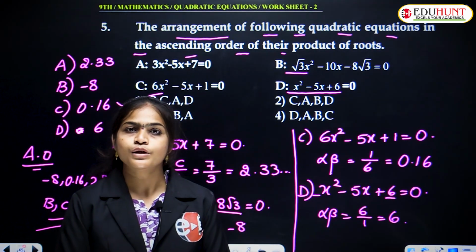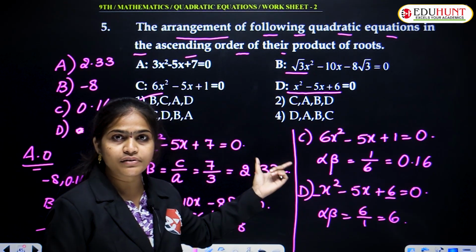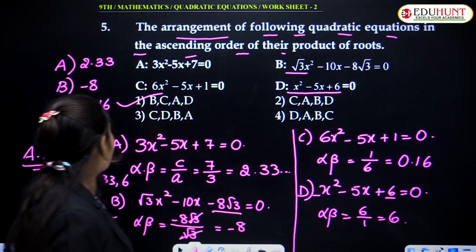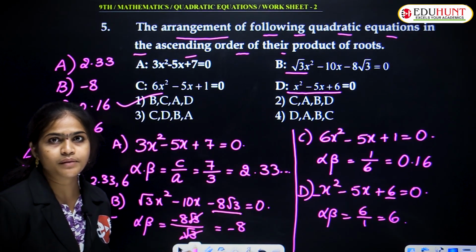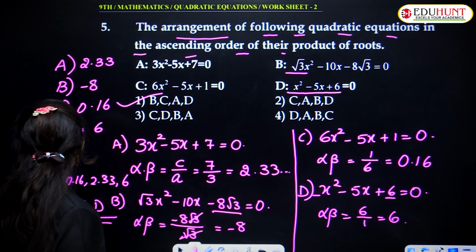Am I clear, children? So in that question we need to find the product of the roots, and after that we have to arrange them in ascending order. Understand, ma? So this is question number 5. Next let us see question number 6.